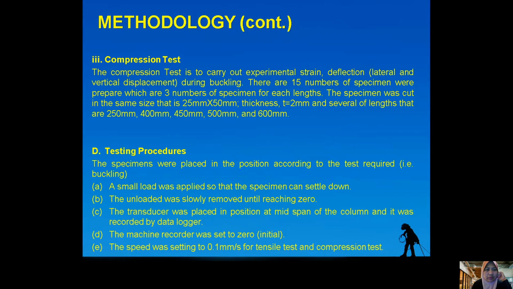The next one is the testing procedures. The specimen was placed in the position according to the test required, buckling. A small load was applied so that the specimen could settle down, and then the load was slowly removed. This is the procedure for the compression test.